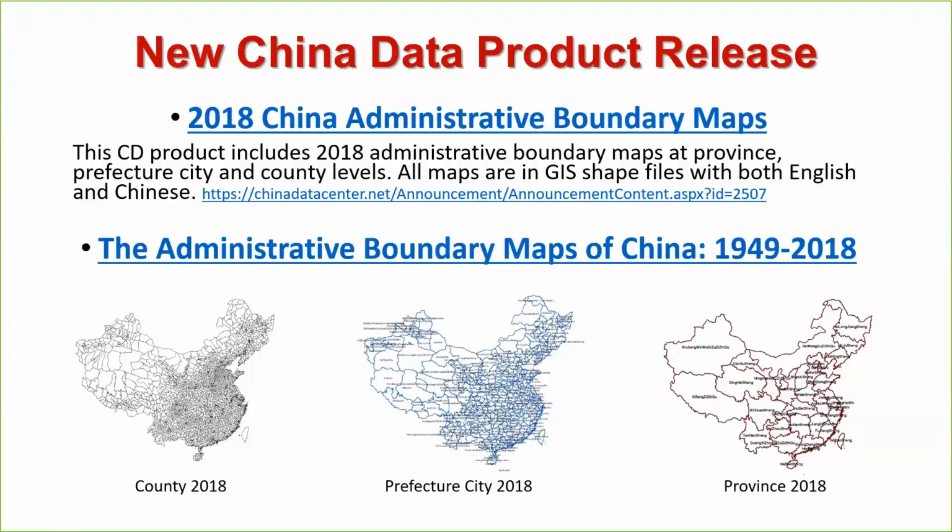All maps are in GIS shapefiles with both English and Chinese. We have also updated the package for all administrative boundary maps of China from 1949 to 2018. You can go to our website to find more details about this new product.